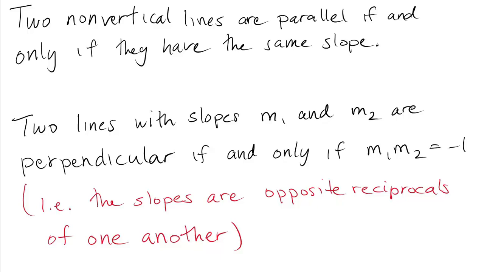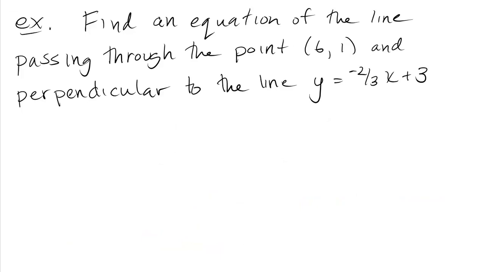In other words, their slopes are opposite reciprocals. There are some applications where we have to find the equation of a line that's normal to a curve, which means that it's perpendicular to the tangent line of the curve. So these come up from time to time, and as such, I want to demonstrate an example of this. The example says, find an equation of the line passing through the point (6, 1) and perpendicular to the line y equals -2/3 x plus 3.